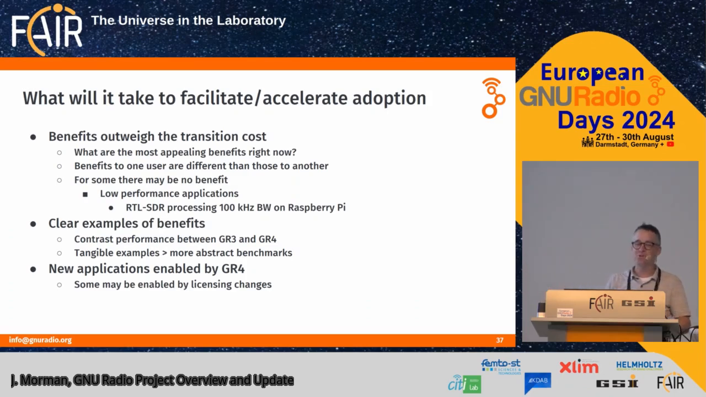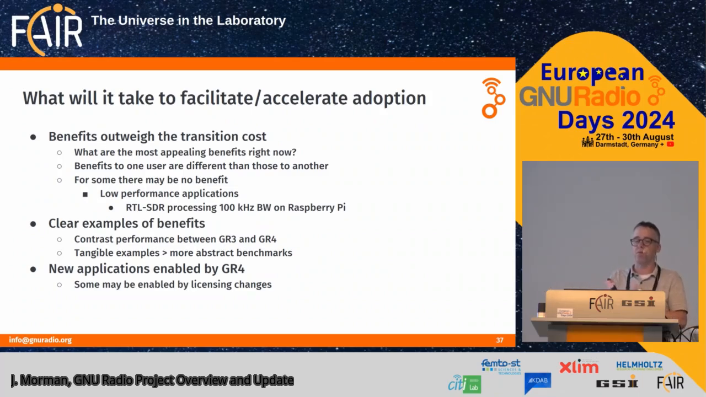So the question: what will it take to facilitate and accelerate adoption? The obvious statement: benefits outweigh the transition cost. There's going to be a transition cost going from something you're used to using, and have built your infrastructure around, to a completely rewritten framework. So right now, what are the most appealing benefits that 4.0 can offer? It varies from person to person. For some, if you're running an RTL-SDR on a Raspberry Pi, it's not performance critical. GNU Radio 3.0 might do the job. But we have to consider those people in this.